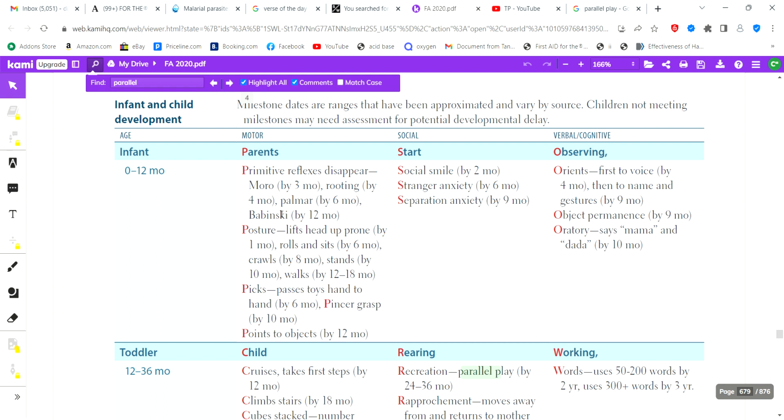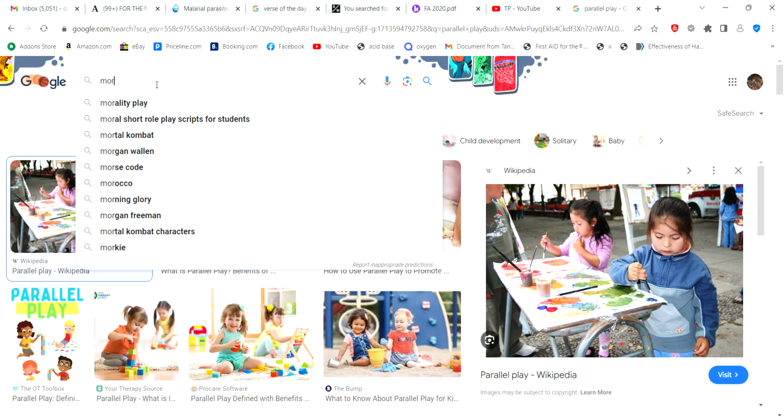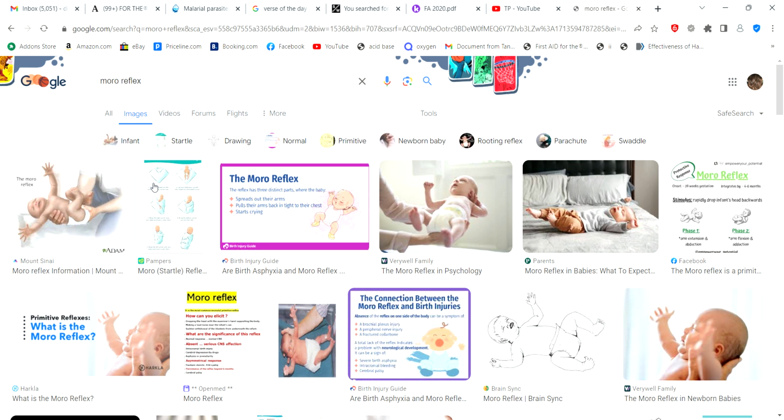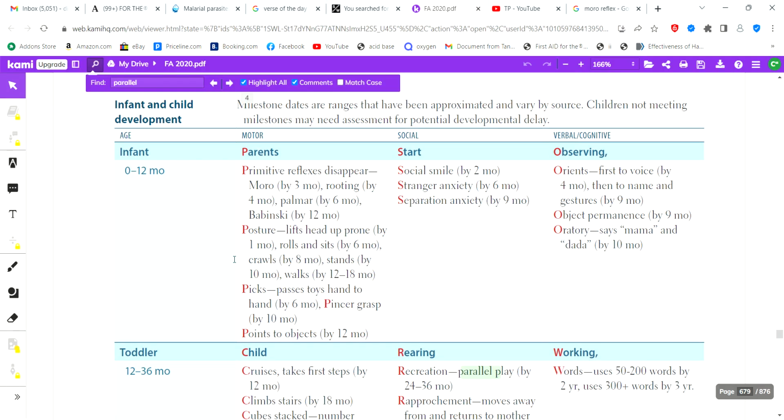The Moro reflex is a normal reflex for an infant when he is startled or feels like they're falling. So the infant will have a startled look, and the arms will fling out sideways with the palms facing up. This reflex goes away by 3 months. So the babies will stick out their hands.